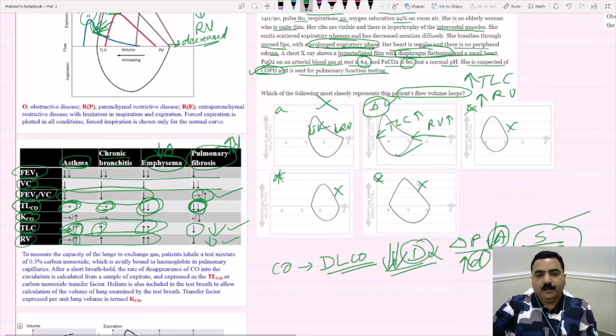Very important from the exam point of view, you have to remember what happens to your diffusion capacity, represented by DLCO, carbon monoxide diffusion capacity, because carbon monoxide is the most difficult gas to diffuse across. It has the least solubility compared to oxygen and carbon dioxide. Oxygen has 20 times less solubility than carbon dioxide. Carbon dioxide has the highest solubility, and carbon monoxide has less solubility than oxygen also. That's why we use carbon monoxide to understand the diffusion capacity.